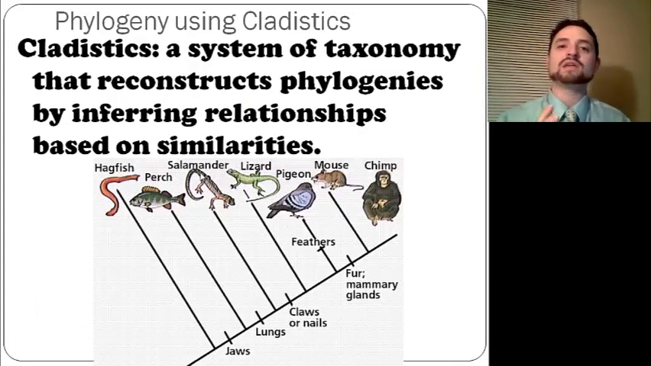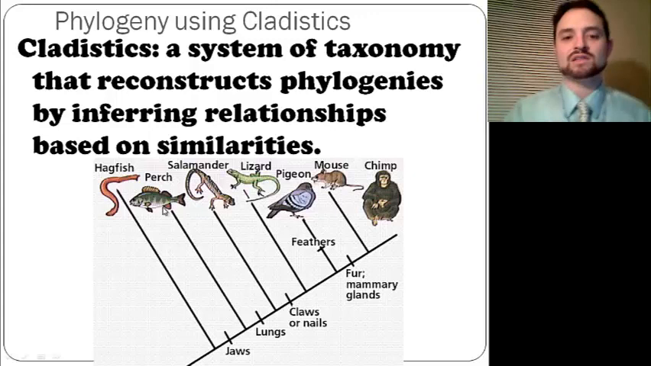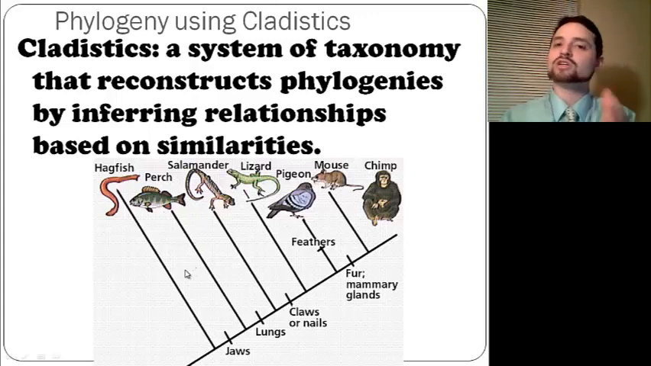Well, what we use is a system called cladistics. Cladistics is a system of taxonomy, which is a system of naming, that reconstructs phylogeny or evolutionary history by inferring relationships based on similarities. So now we look at what we call derived characters, or characters that gave them an edge, evolutionarily speaking, and separated them from others. So when you look at this cladogram here on the screen, and we're actually going to work on one of these in class, all of these here are animals. They're all involved in the kingdom Animalia.